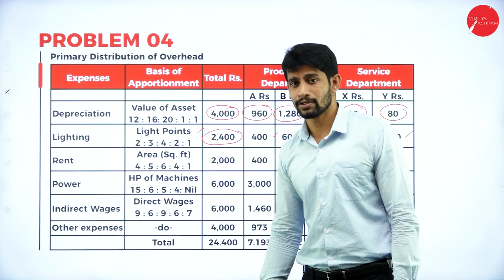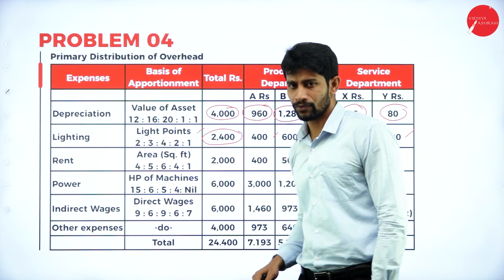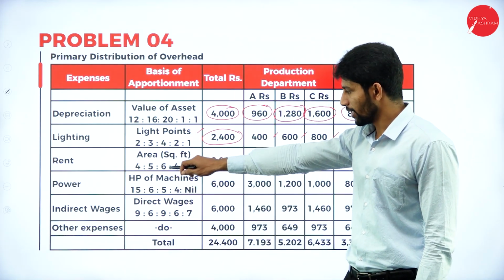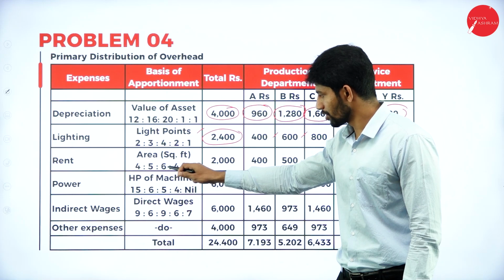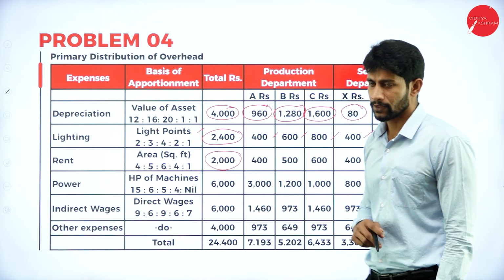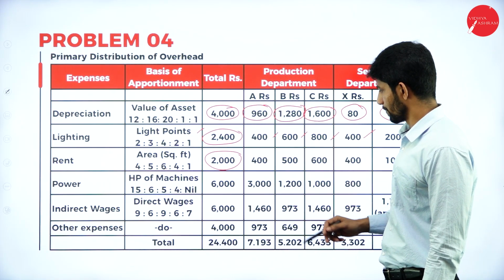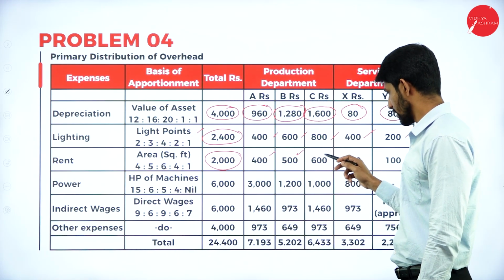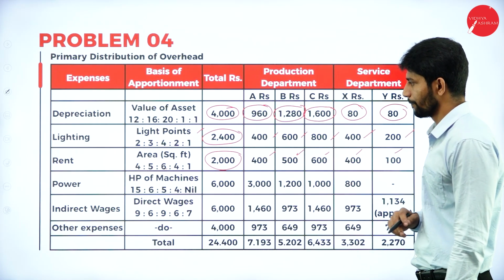Next, rent. It is based upon the area. What is the ratio we have for area? 4 is to 5 is to 6 is to 4 is to 1. What is the total rent? 2,000. Now distribute among the departments: 400, 500, 600, 400, 100.